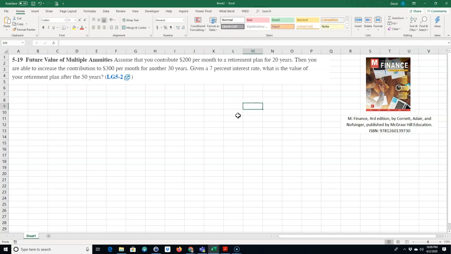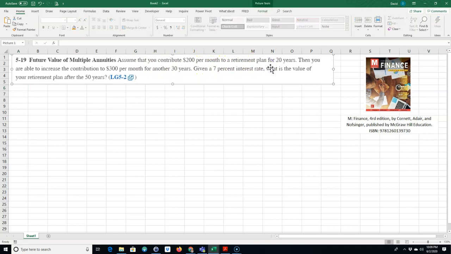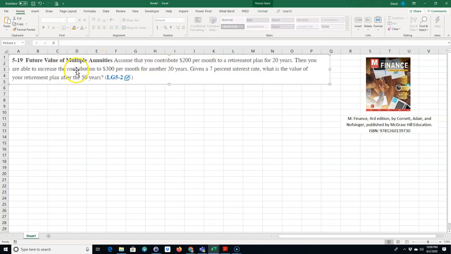It keeps things very simple, and it's one I use for my finance class, specifically for corporate finance. So I'm going to go ahead and read the problem here. The future value of multiple annuities. Assume you contribute $200 a month to a retirement plan for 20 years. Then you're able to increase the contribution to $300 a month for another 30 years. Given a 7% interest rate, what is the value of your retirement plan after 50 years?